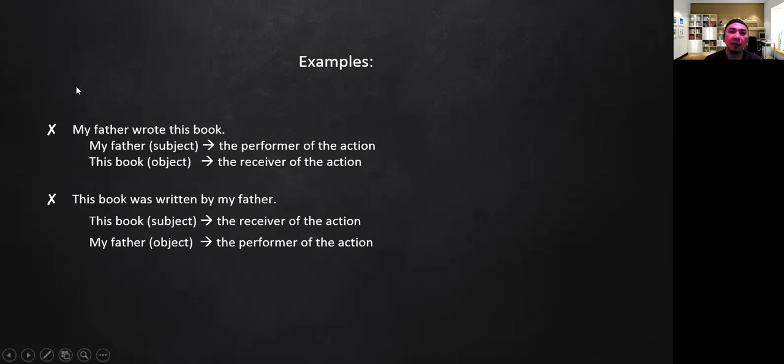Like, they switch positions, right? In the first sentence, my father is the subject. In the second sentence, my father becomes the object. In the first sentence, the book is the object. In the second sentence, the passive sentence, the book becomes the subject. So they are switching their positions. Subject becomes object, object becomes subject.